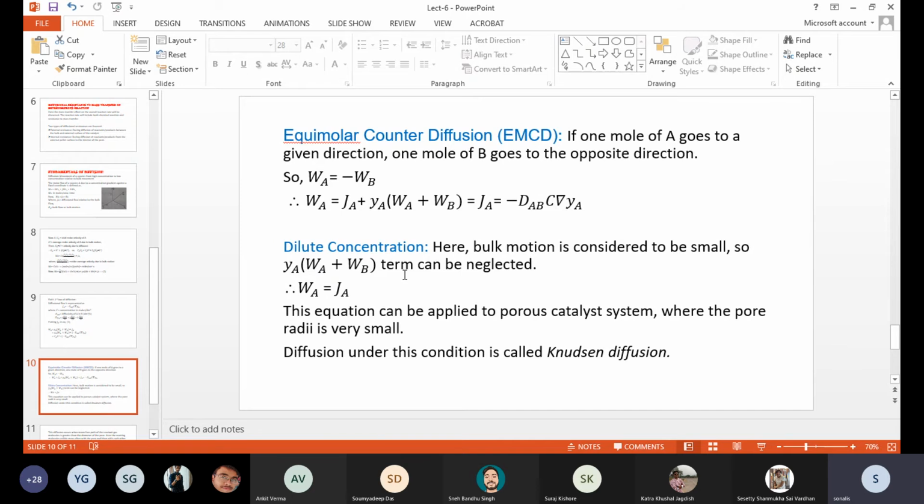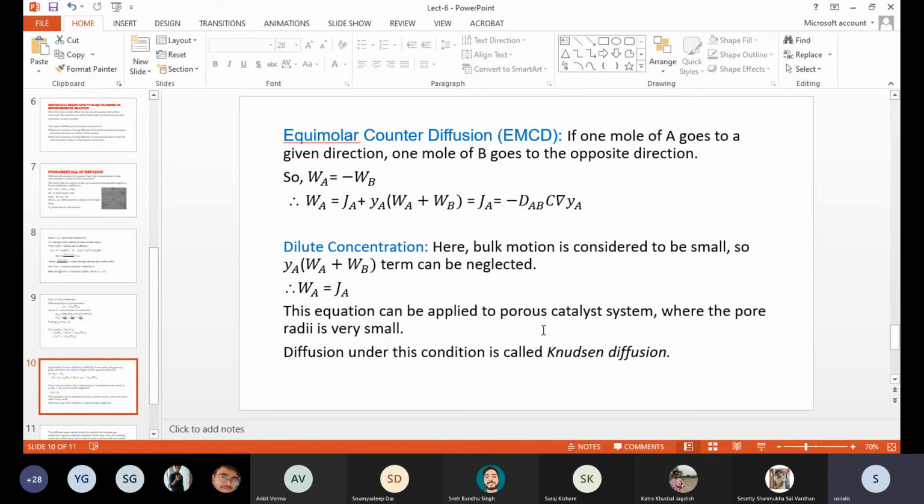Another condition is dilute concentration. Here the bulk motion is considered small because the concentration is very low. If the concentration is very low, the number of molecules is less, so bulk motion is considered small and only the diffusional motion is considered. So YA into WA plus WB, the bulk motion term, can be neglected. Here again WA is equal to JA.